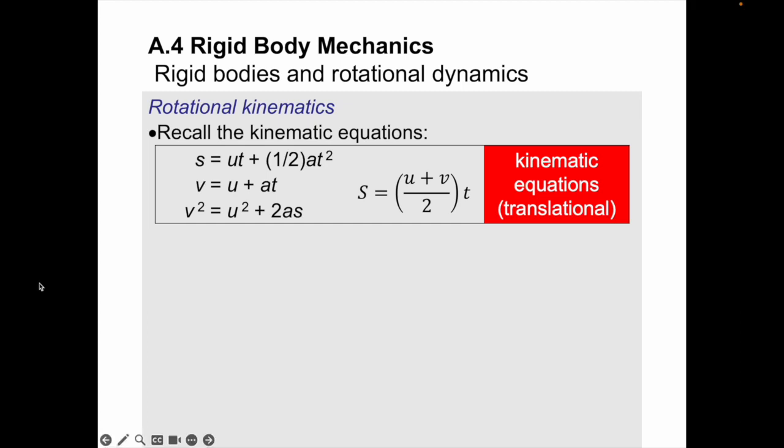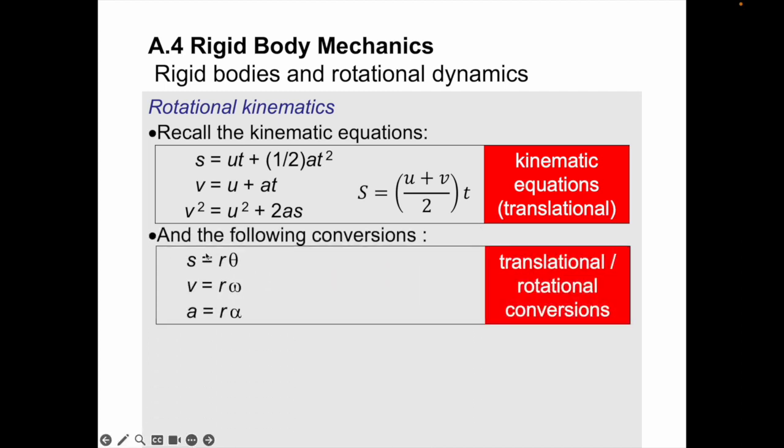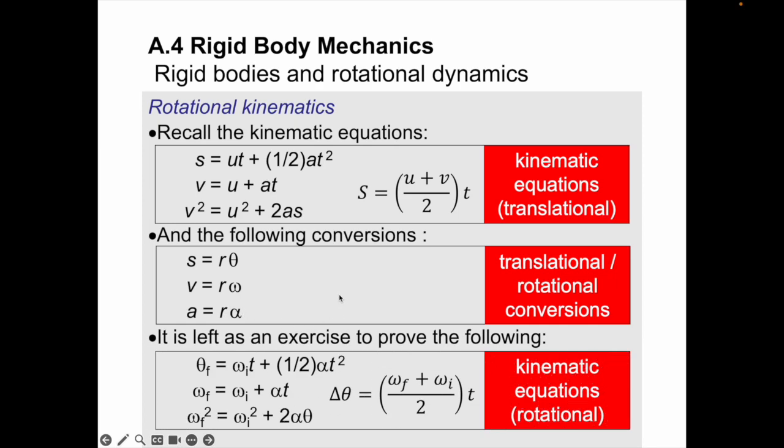We can also remember our kinematics equations. What we're going to do now is take these kinematics equations and look at the angular versions of them. We're going to use these conversions where the linear distance is equal to the radius times the radians, our velocity is equal to the radius times the angular velocity, and our acceleration is equal to the radius times the angular acceleration. Those are the definitions we just looked at.